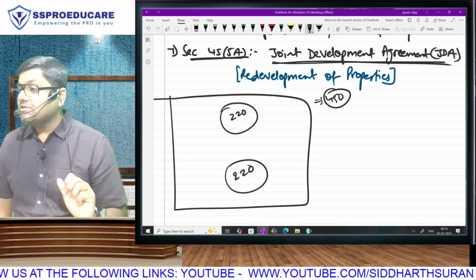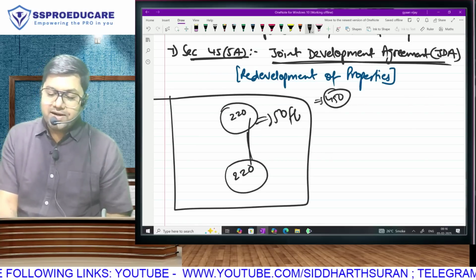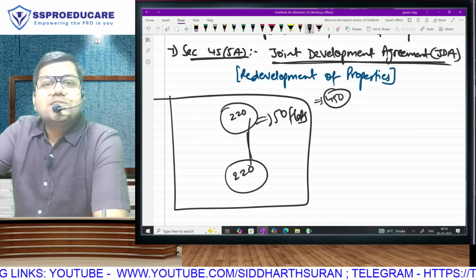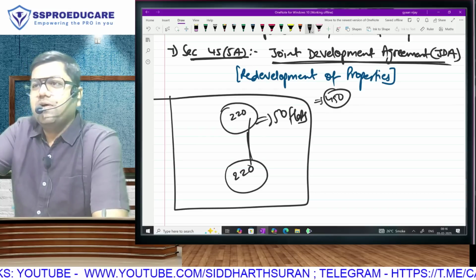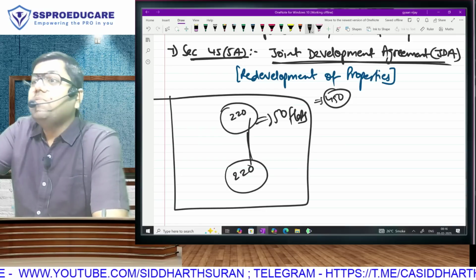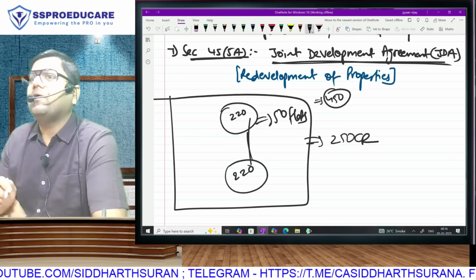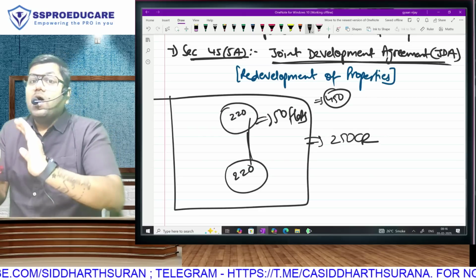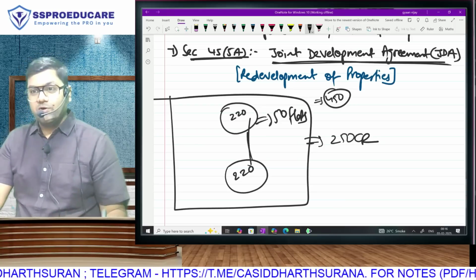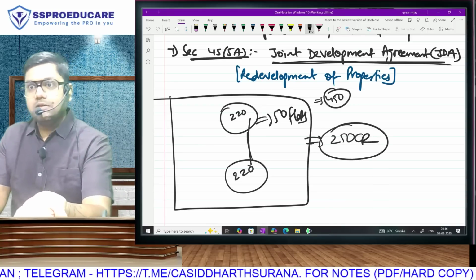The builder constructed these houses, and out of these 450, some 50 flats were given to the landowner. The approximate price of one flat is between 5 to 6 crores. So roughly you can say the old landowner has got flats worth 250 crore. Of course, out of 450, only 50 are given free. The developer has made money by selling 400 houses but gave 50 houses free. Free in the sense that the guy gave his land, and only then could you construct the building.